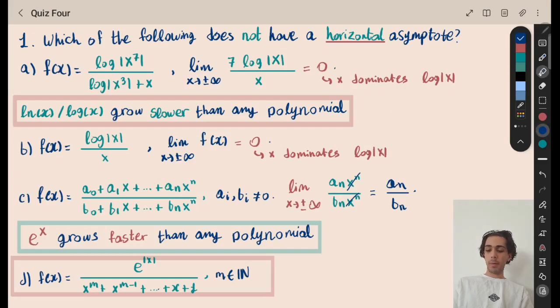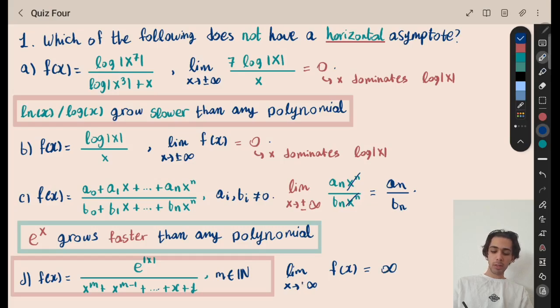And this fact is e to the x, which happens to be the inverse of ln of x, grows faster than any polynomial. And if that is true, then no matter what we have downstairs here, this e to the x will always win. And since we have the absolute value of x, we don't have to worry about the minus infinity limit. So if I take the limit as x tends to infinity, that's easy, because we know e to the x will dominate, so this actually goes to infinity.